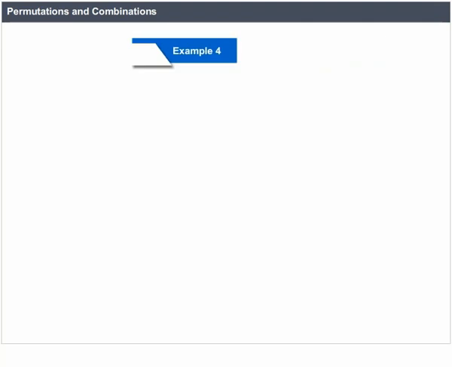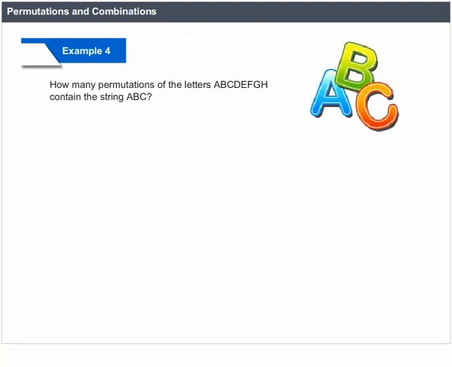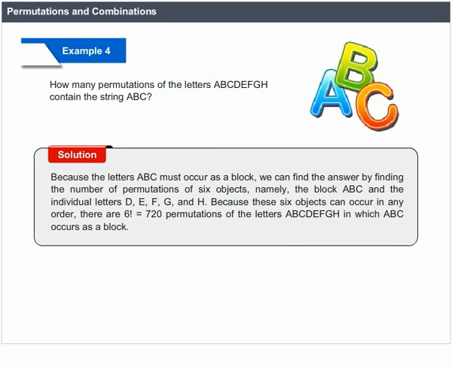How many permutations of the letters A, B, C, D, E, F, G, H contain the string ABC? Solution. Because the letters ABC must occur as a block, we can find the answer by finding the number of permutations of 6 objects, namely the block ABC and the individual letters D, E, F, G and H. Because these 6 objects can occur in any order, there are 6 factorial, equal to 720 permutations of the letters A, B, C, D, E, F, G, H in which ABC occurs as a block.